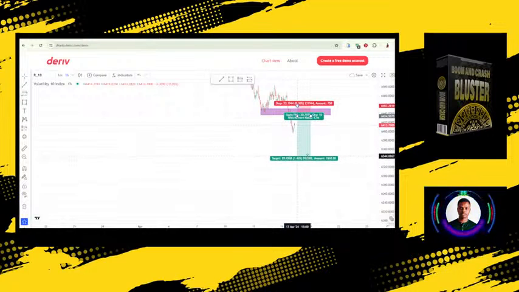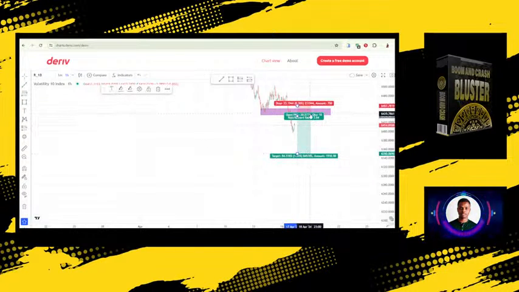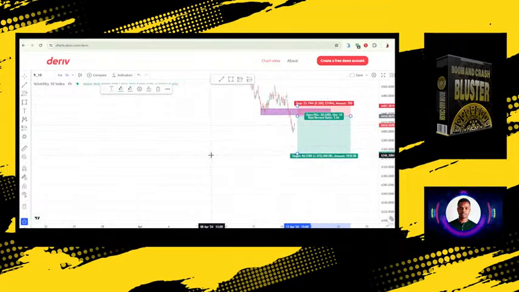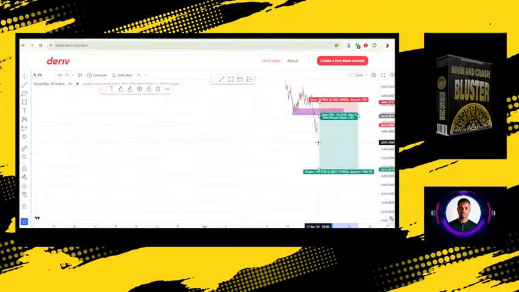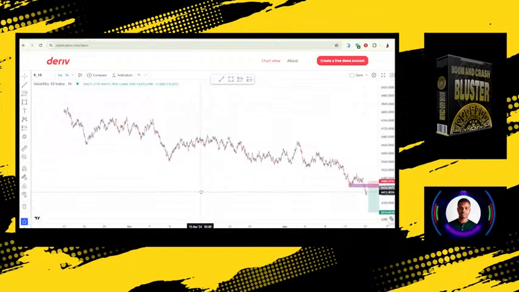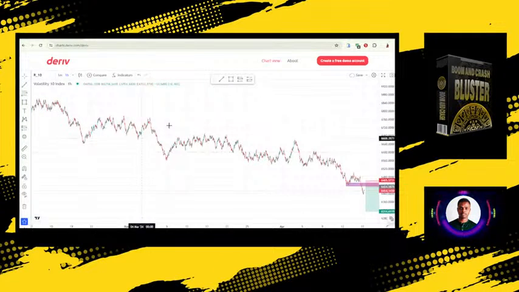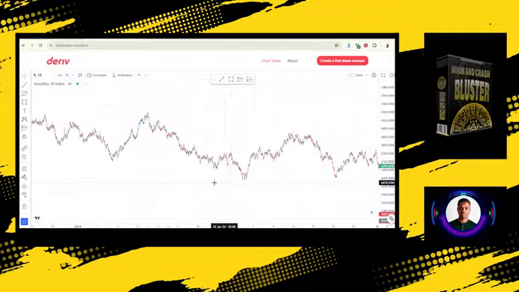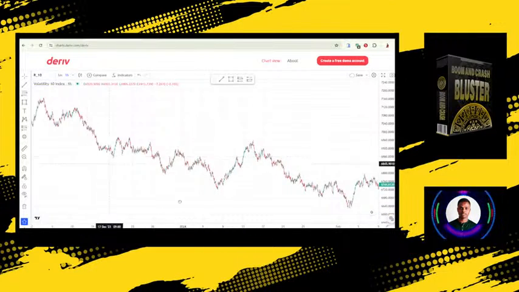Volatility 75. Volatility indices, I don't hesitate to put a big risk to reward ratio. I mean, these things trend like no one else's business. Look at this. Look at how big the trend can be. Look at how far the trend has come. Right, look at this. Look at how big the swings are.